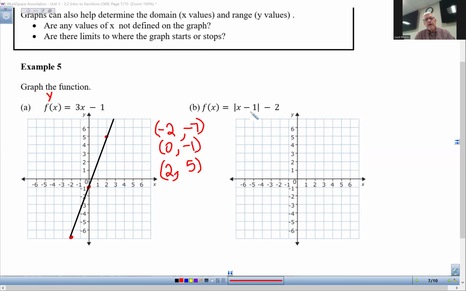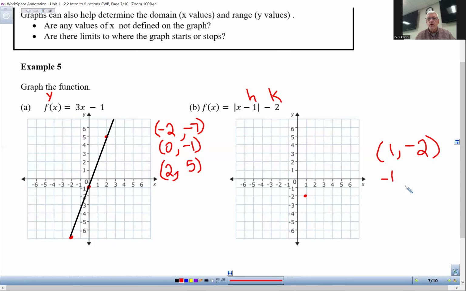For example B, we have an absolute value function. So remember, we want to find the vertex first, and that's going to be the point (1, -2). Remember, for H, we want the opposite sign. For K, we're going to use the same sign. So (1, -2) is right there. There's our vertex. And again, we're going to pick two numbers, one to the left and one to the right.